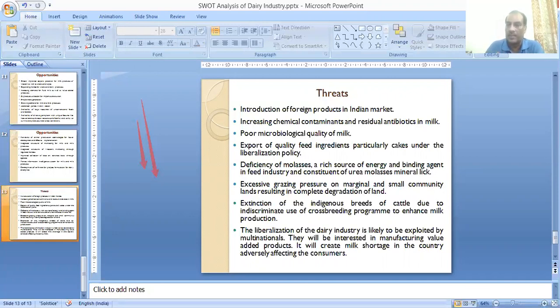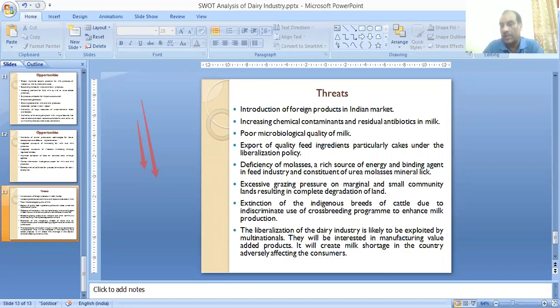Export of quality feed ingredients, particularly cakes, under the liberalization policy. Different types of cattle feeds are coming from outside, which is hampering indigenous production and making a threat for our indigenous producers. Then there is a deficiency of molasses, which is utilized in cattle feed. This is another challenge. Excessive grazing pressure on marginal and small communities. The arable land and our pasture lands are shrinking, they are being used for alternative purposes. So it is another challenge that very little land is available for the grazing of animals.